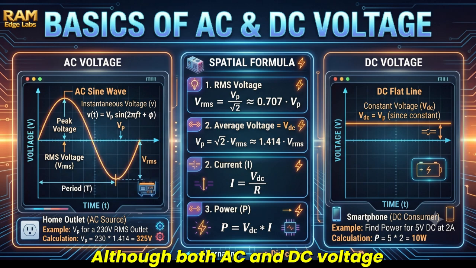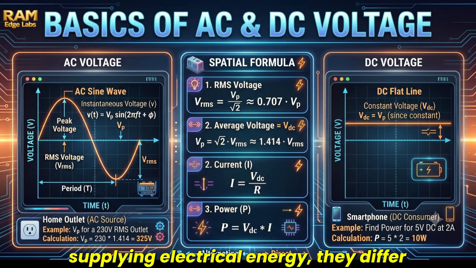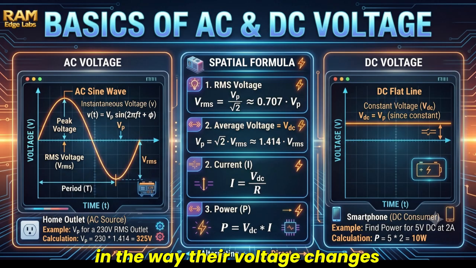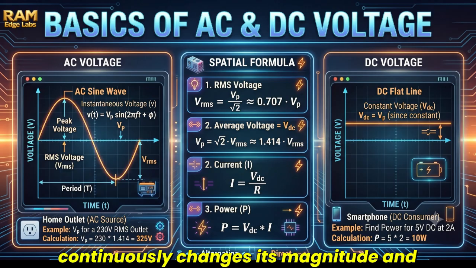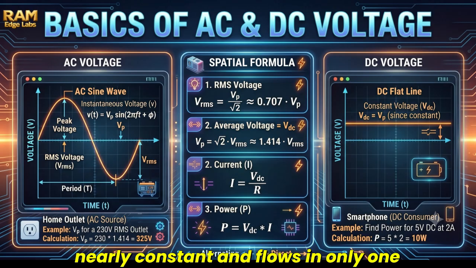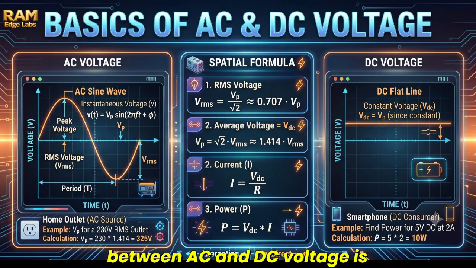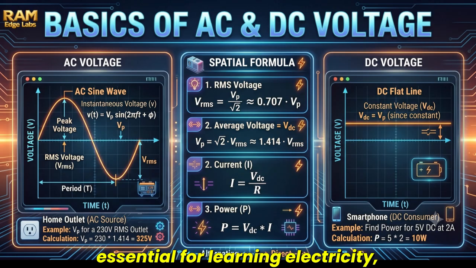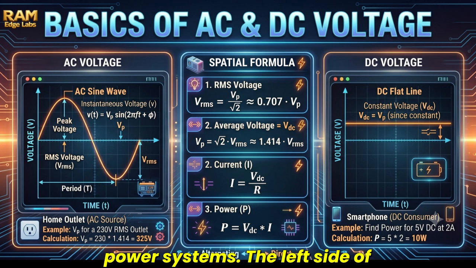Although both AC and DC voltage perform the same basic function of supplying electrical energy, they differ in the way their voltage changes over time. AC voltage continuously changes its magnitude and direction, while DC voltage remains nearly constant and flows in only one direction. Understanding the difference between AC and DC voltage is essential for learning electricity, electronics, electrical engineering, and power systems.